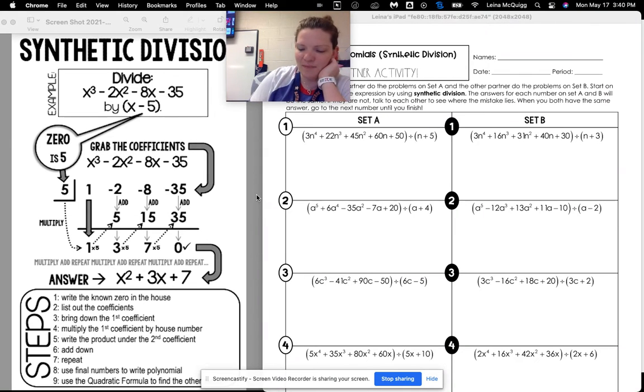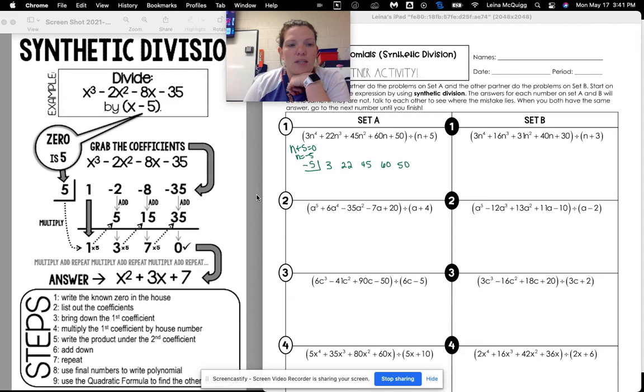Okay, so number 1 here, we have n plus 5. If I set that equal to 0, we would have n equals -5. So I'm going to put -5 in my house. And then I'm going to write down the coefficients. So I have 3n to the power of 4, 22n cubed, 45n squared, 60n, and 50.